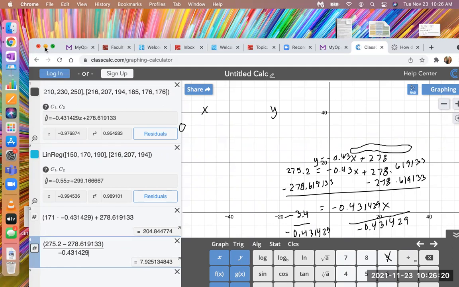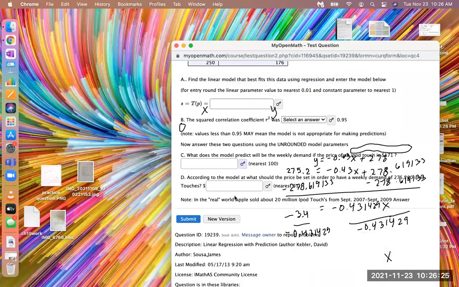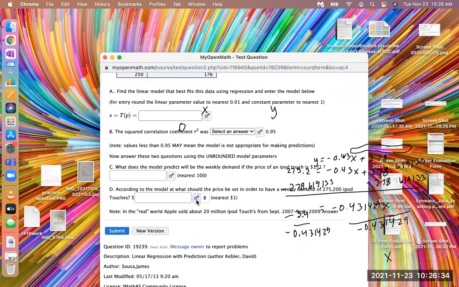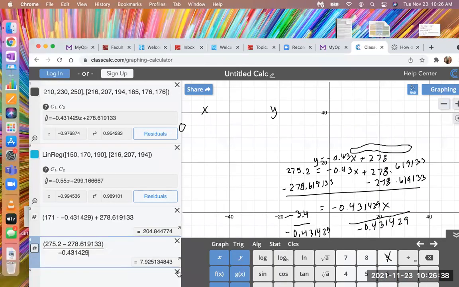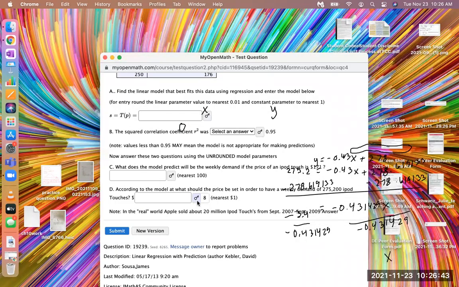So let's check it. Yep. And so they rounded it to the nearest ones place. I got 7.9, and their answer is 8. Nearest dollar. 8. Yep. 8. And we got that one.